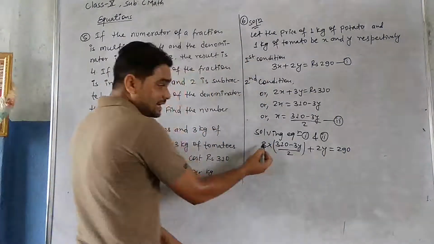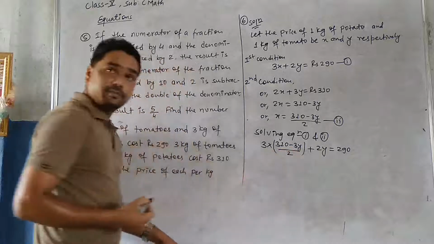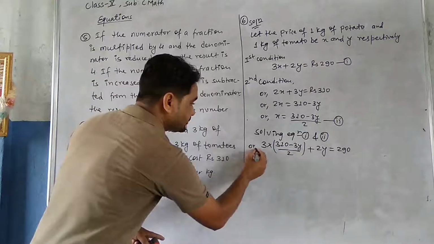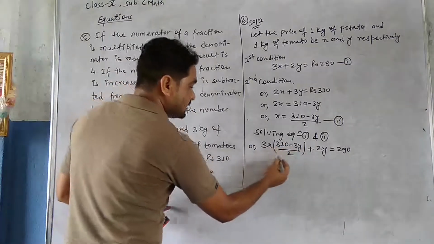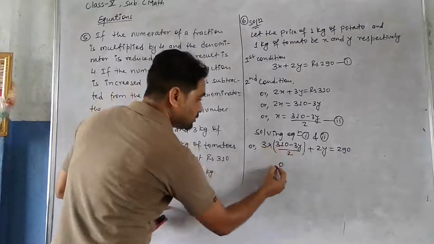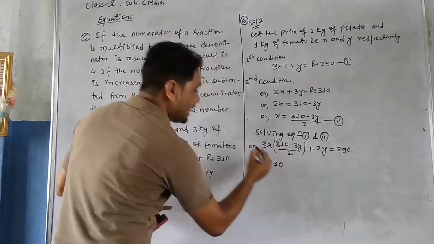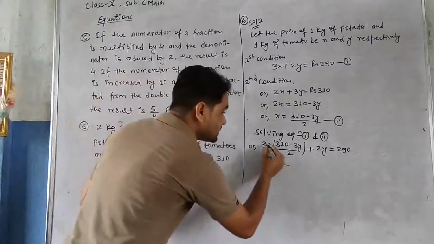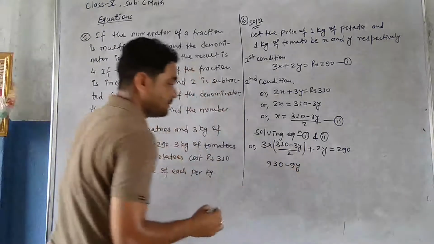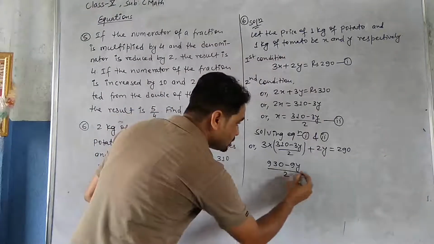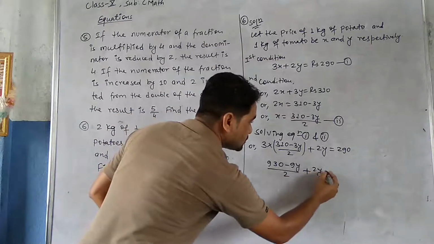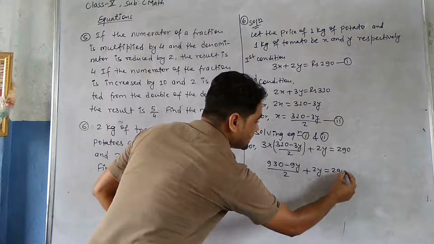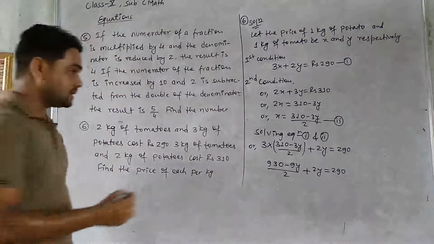Now this 3 is here, and this 3 multiplies with both. Yes. So we get what? If you multiply this, 3 zeros are 0, 3 ones are 3, 3 threes are 9. That means what? 930 minus 3 nines, 9y, upon 2 plus 2y equals 290. That is an equation. Yes?